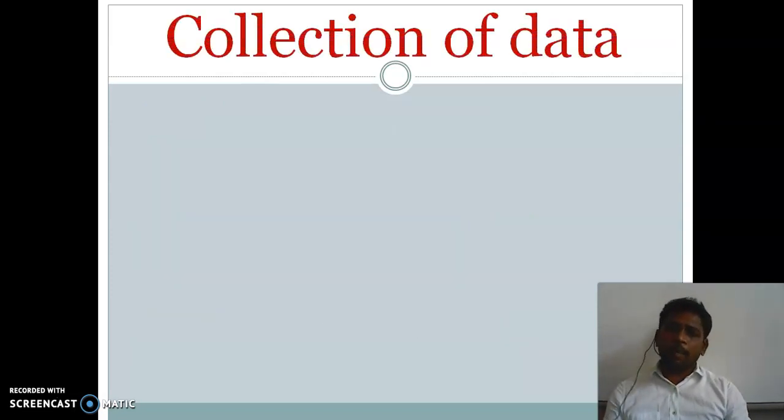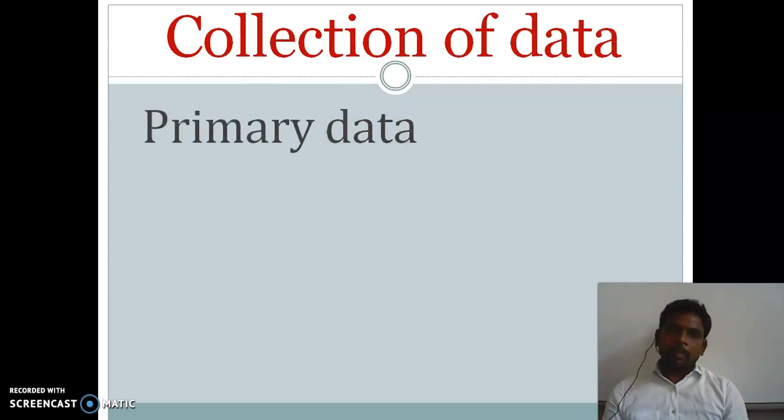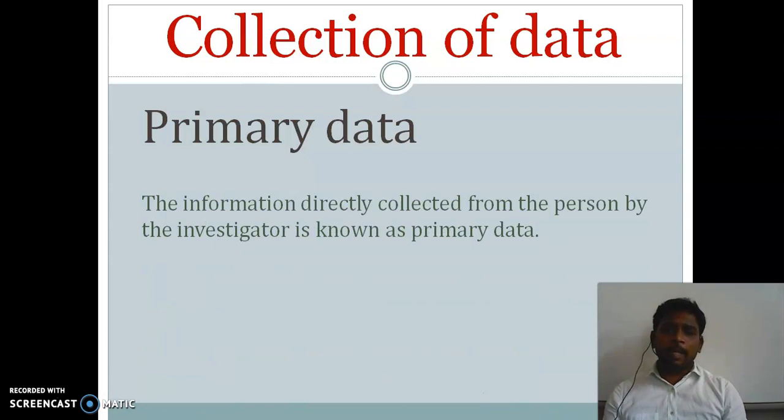In collection of data, how can we collect the data? There are two methods available. The first one is primary data. So what is primary data? Primary data is nothing but the information directly collected from the respective person by the investigator, right?